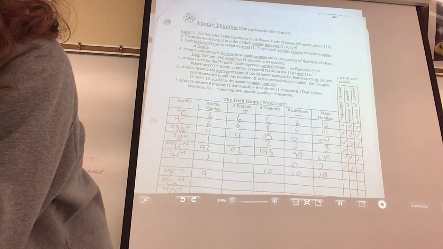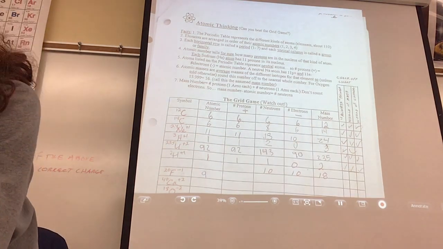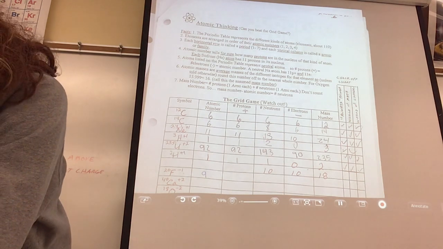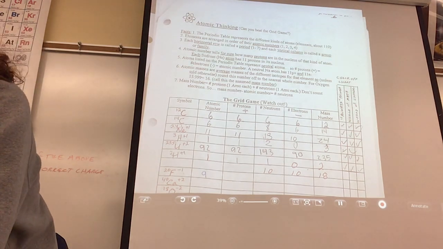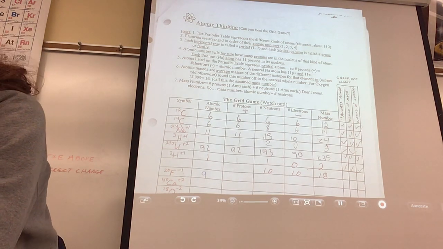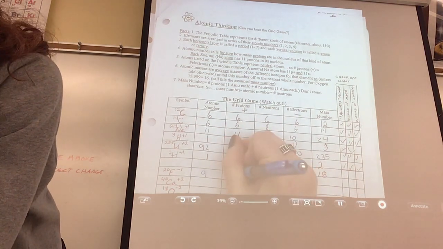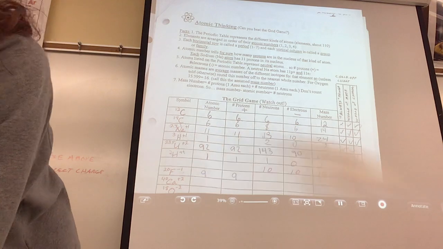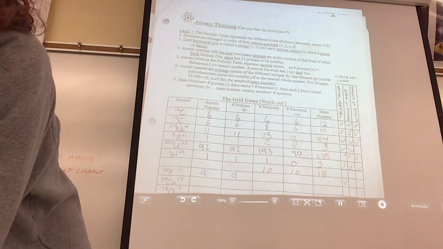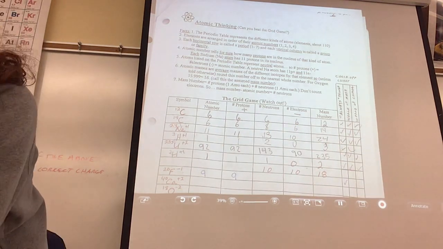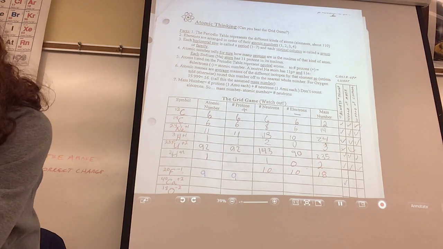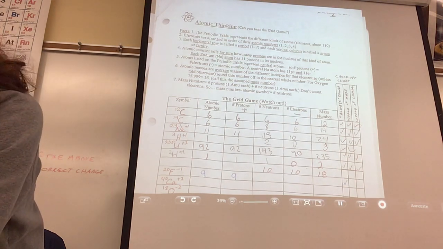Okay. If you'll listen to what she says carefully, see if that'll help you a little bit also. It's 9. Protons are also 9. Okay. Check off the always. And then the mass number is 20. For this isotope, it is. It's not always 20. Right.